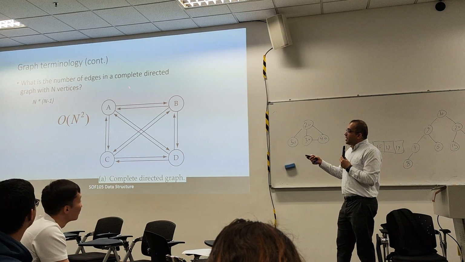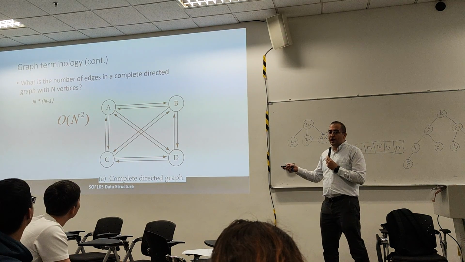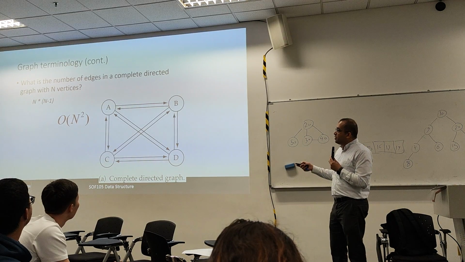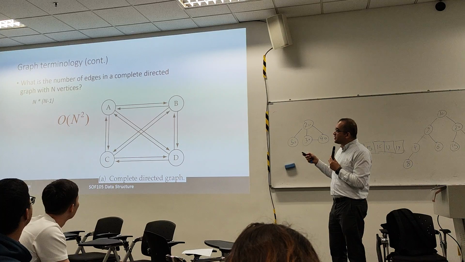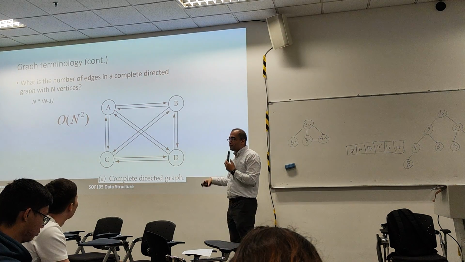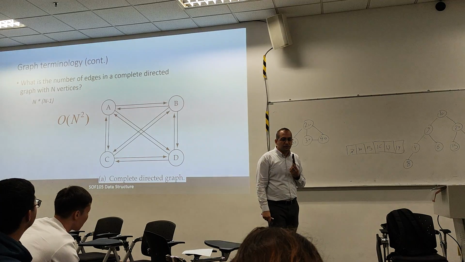Okay. Now, I have this graph. How many vertices do I have? Four. Now you need to do a calculation, right, with me? What is the number of edges in a complete directed graph, meaning that every vertex is connected to all other vertices? What is the total number of edges?